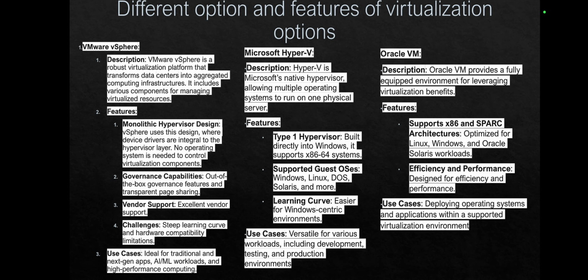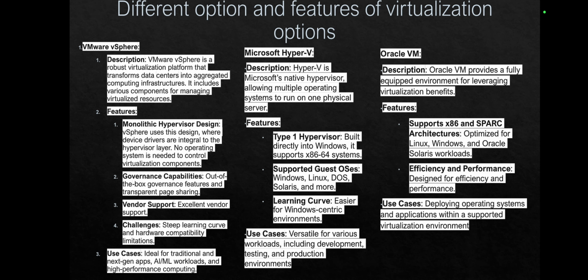1. Monolithic hypervisor design. vSphere uses this design where device drivers are integral to the hypervisor layer. No operating system is needed to control virtualization components. 2. Governance capabilities. Out-of-the-box governance features and transparent page sharing. 3. Vendor support. It has excellent vendor support. Challenges: steep learning curve and hardware compatibility limitations. And the use cases are ideal for traditional and next-gen apps, AI ML workloads, and high-performance computing.